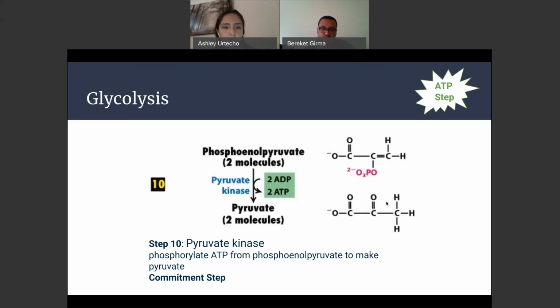And step 10 of glycolysis is also a commitment step. So as you can see, this is irreversible. And it's important for this reaction to be irreversible because it's the last step. And there were what, like 10 steps before, or I guess 9 steps before. So the cell wants to make sure that glycolysis will be finished and that we're going to get our two pyruvates. So that's why it will make this reaction irreversible.